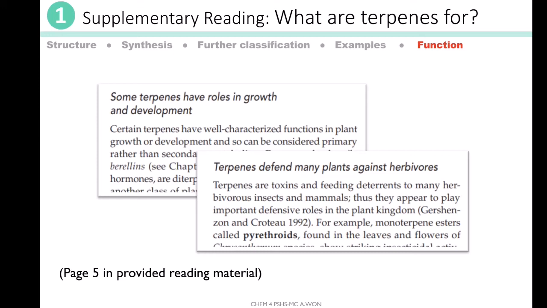Okay, lastly, ano yung functions ng terpenes? So some terpenes have roles in growth and development. So some are considered primary metabolites such as gibberellins. And another function, terpenes defend many plants against herbivores. So terpenes can be toxic and can be feeding deterrents to many herbivorous insects and mammals.